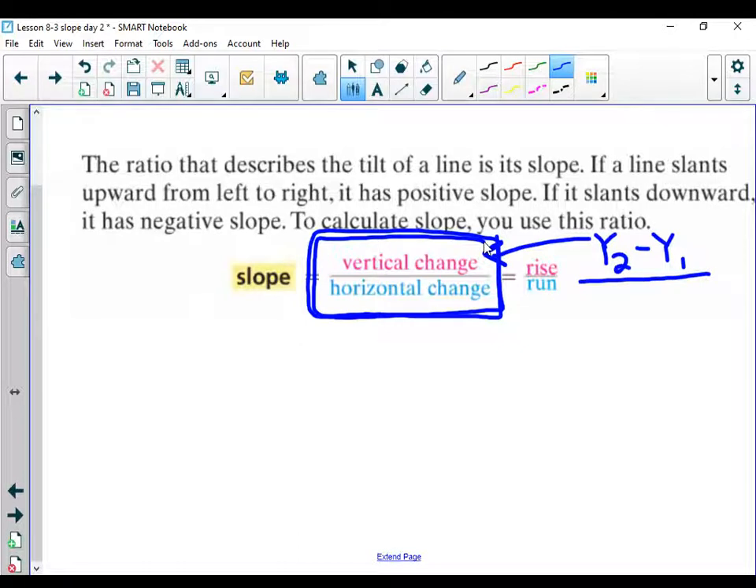Horizontal. Here's our choices, X or Y. X numbers. X2 minus X1. Did you write this? It looks like it doesn't make any sense at this moment, but it's going to, I promise.